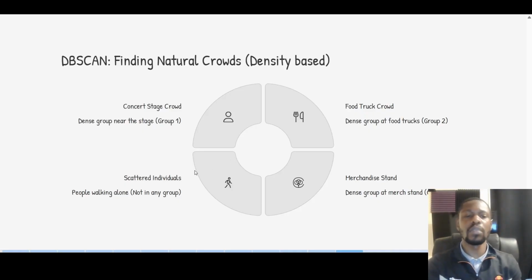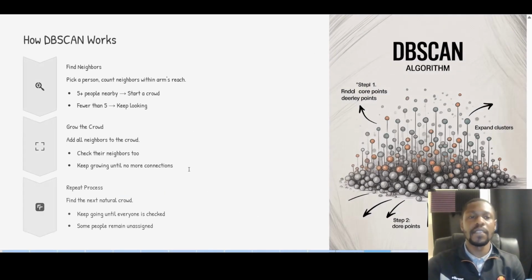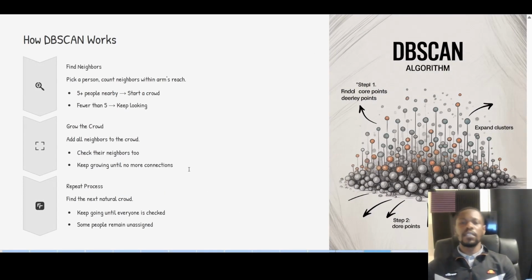But then there are also some scattered individuals, where they're not a massive group, or people walking alone, or people just in pairs. There are no dense groups there, so these are more scattered individuals, and they don't belong to any group. Okay, so how does density-based scan work?